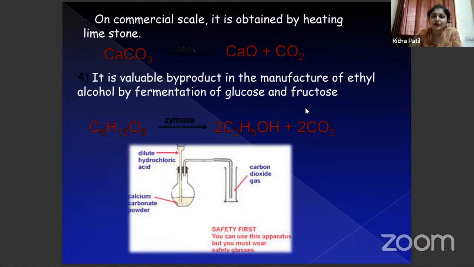If you do fermentation, it is a manufacture of ethyl alcohol. It is a valuable byproduct in the manufacture of ethyl alcohol by fermentation of glucose and fructose. If you do fermentation on glucose or fructose, the enzyme used here is zymase. You yield ethyl alcohol and carbon dioxide. So in the manufacture of ethyl alcohol by the fermentation method, you can obtain carbon dioxide on a very large scale.